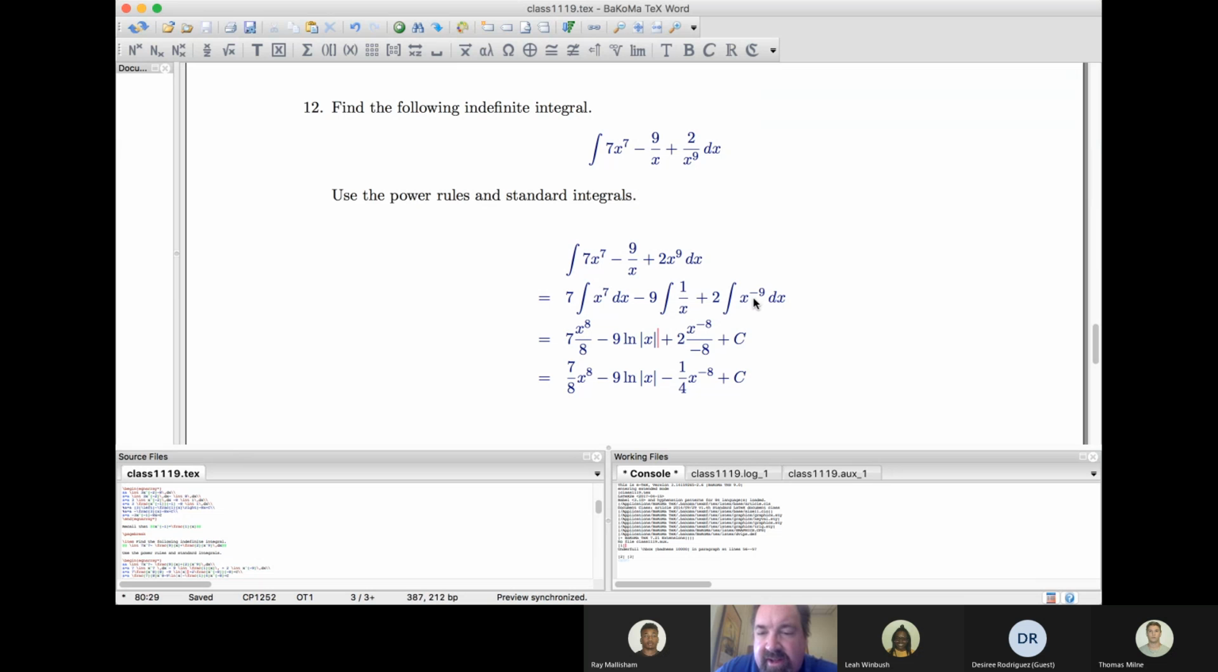Here again, power rule, add 1 to the exponent, divide by that exponent. Be careful when it's negative numbers. I've seen students go the wrong way. Like if you have x to the minus 9, like here, I've seen some do something like x to the minus 10. So it's minus 9 plus 1, that's minus 8. So be careful with that.